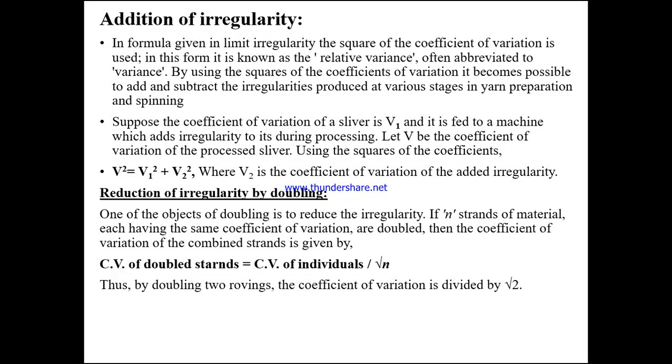Now, the effect of doubling will cause a reduction in the irregularity. As the doubling is increased, the irregularity in the textile strand will decrease. That is based on this formula as shown here: CV of double strand will be equal to CV of individual strand divided by under root n. n is the number of doubling. Here the value of n is 2.